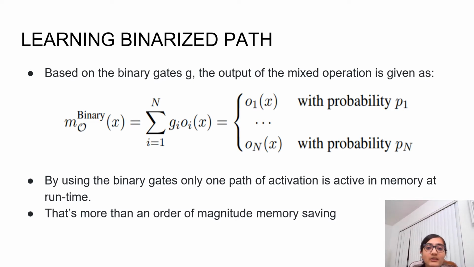So by using the binary gates, we only have one path of activation which is active in the memory at runtime. So as there is only one path of activation which is active in the memory, the use of computational or the CPU hours is going to be less. So the order of magnitude in memory is saved. That is more than the order of magnitude which was previously used. So the memory saving is more, and so low power consumption is achieved.